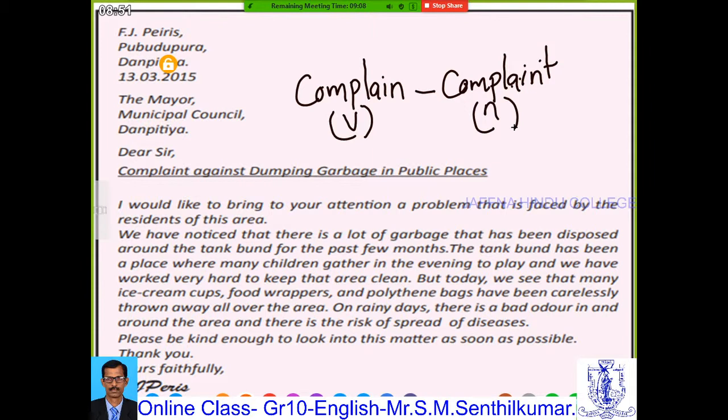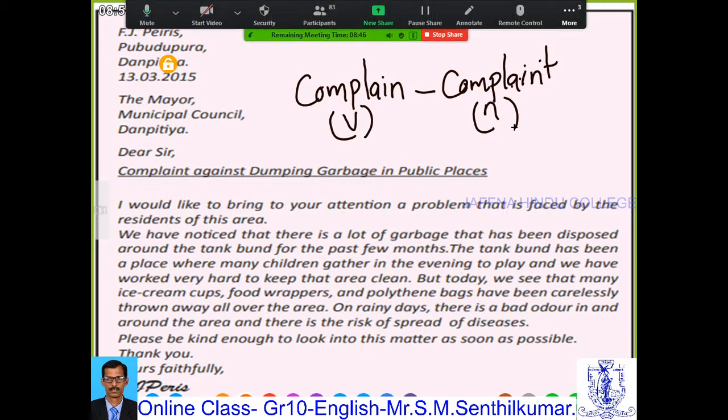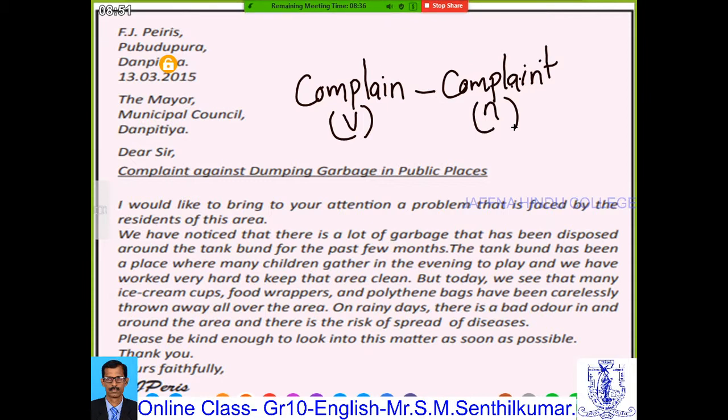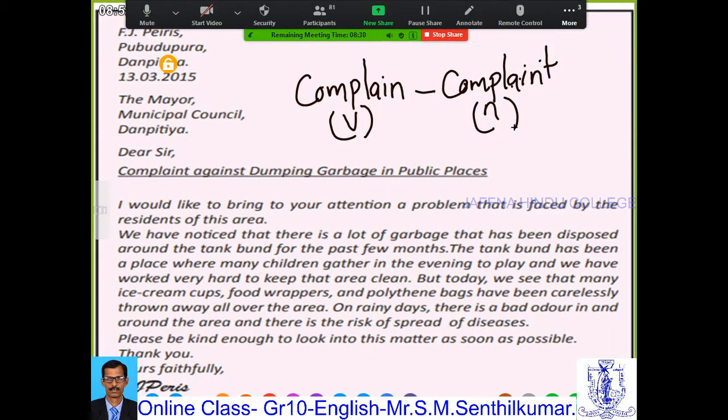See the subject, they start with the noun form: complaint against dumping garbage in public places. This is a complaint letter, I took it from your textbook. Address: Pubudupura, Danipitia, 13 March 2015. The Mayor, Municipal Council, Danipitia. Dear Sir, complaint against dumping garbage in public places. This is the subject or title.